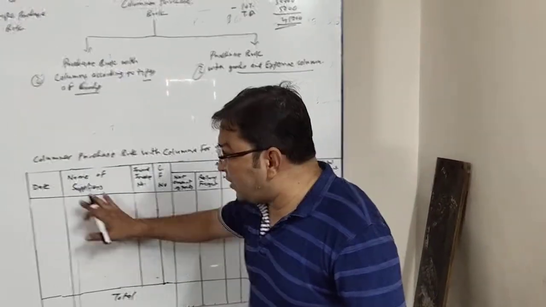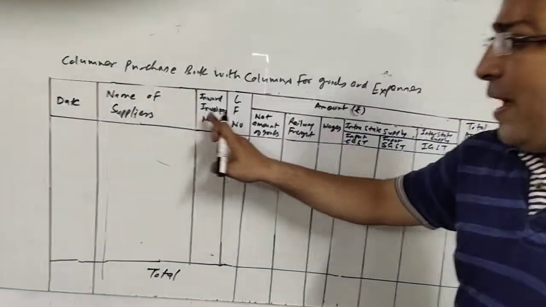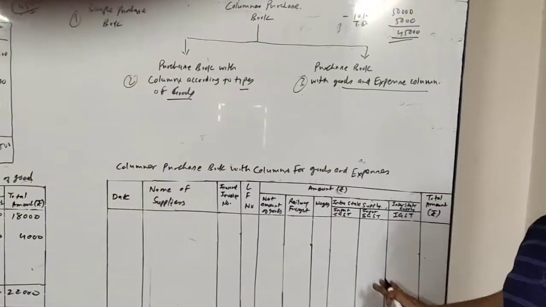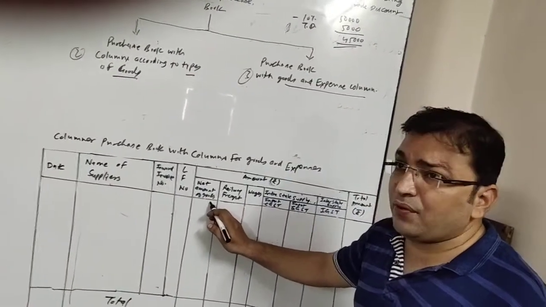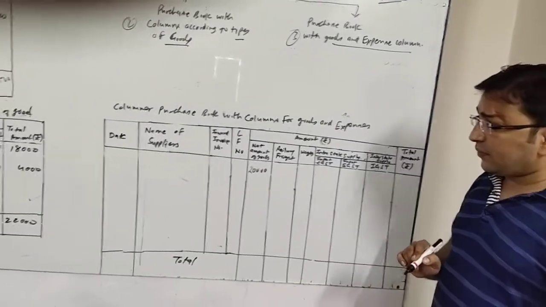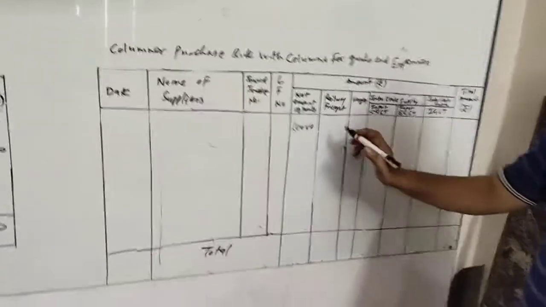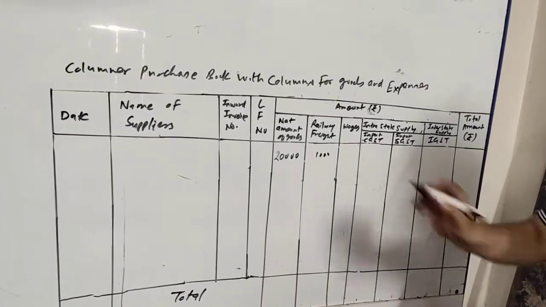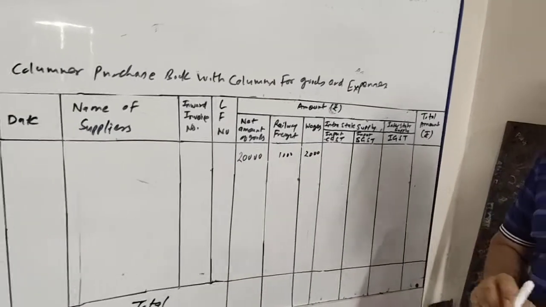Again here also the 4 columns are going to remain the same: date, name of supplier, invoice number, and LF. These 4 columns are common. Then come the expense columns and the goods column. The first column is the net amount of goods. Suppose you are buying goods of ₹20,000, so you will write 20,000. Then suppose railway freight, he has paid ₹1,000. So 1,000. And suppose wages ₹2,000, then 2,000 for wages.